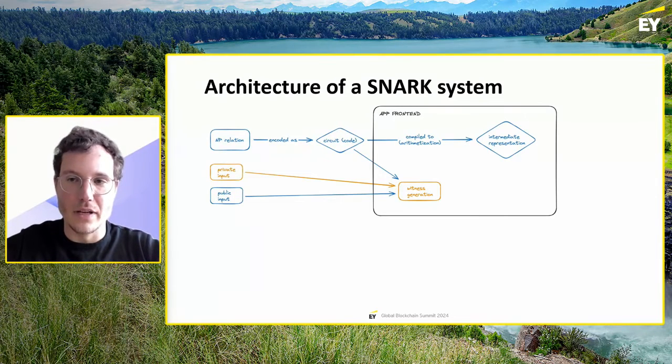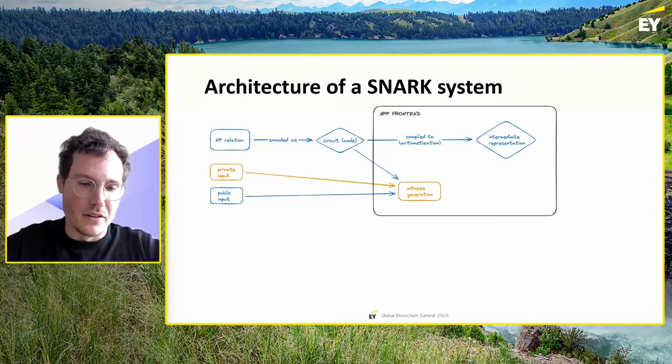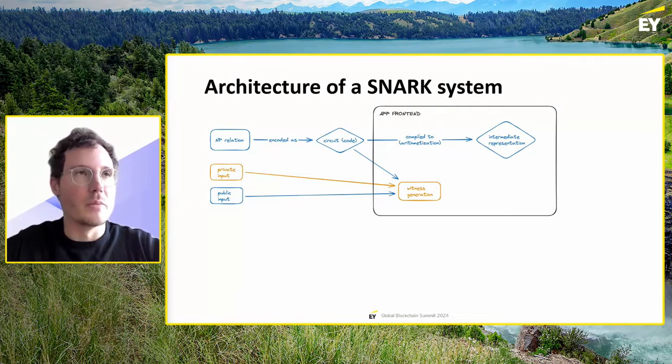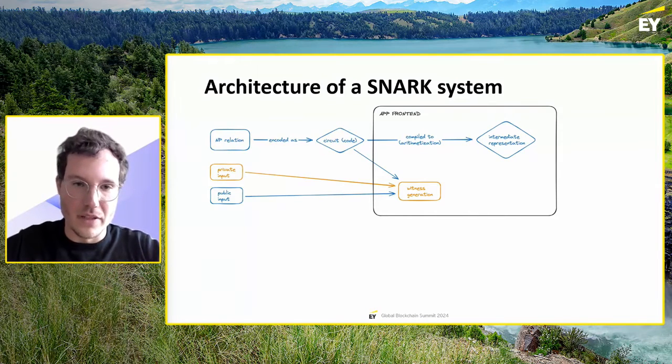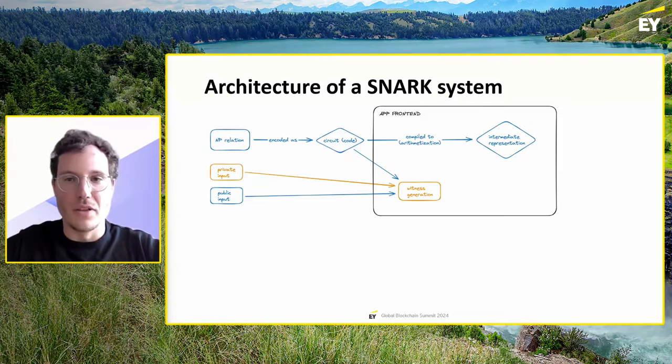And now we have the second building block, the application front end, where the circuit will be compiled into some intermediate representations. This is called arithmetization. There are multiple ways to do it. And we also have the witness generation. Witness generation will basically prepare all the inputs for the circuit.